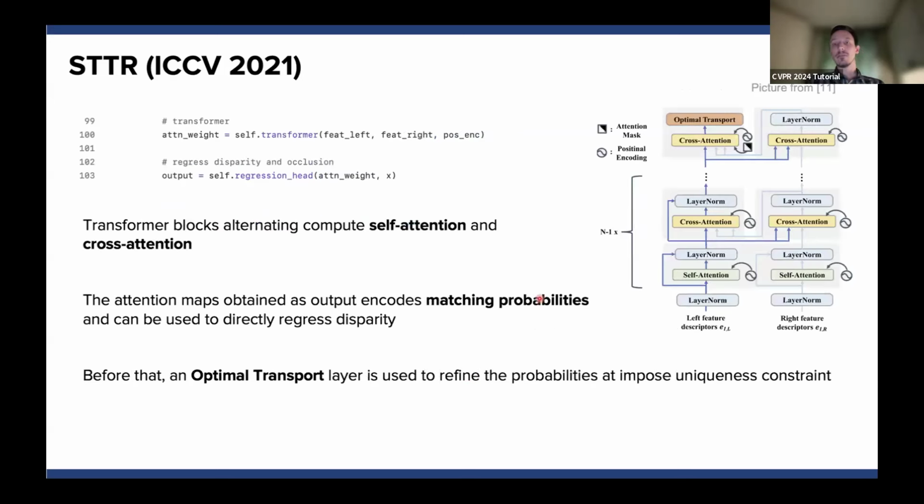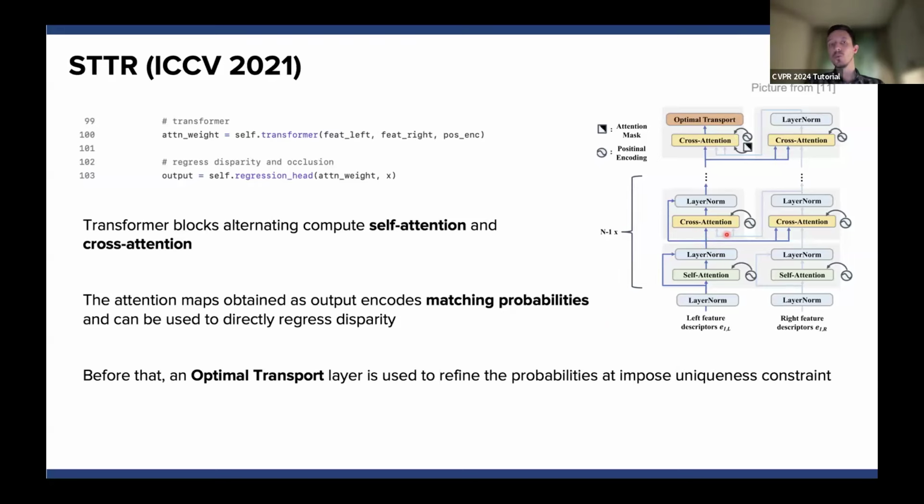Going a little more in detail, once we have the features, this transformer block consists of a set of alternating self-attention layers and cross-attention layers, the former computing attention across the features of the same image, and the latter computing attention across the left and the right features. This sequence of layers is repeated multiple times, and this allows for obtaining attention maps. These attention maps can be treated as matching probabilities.